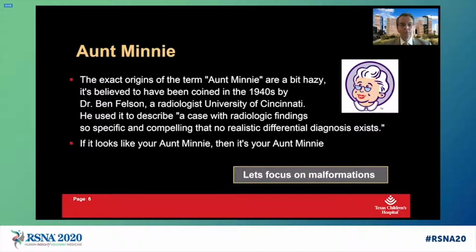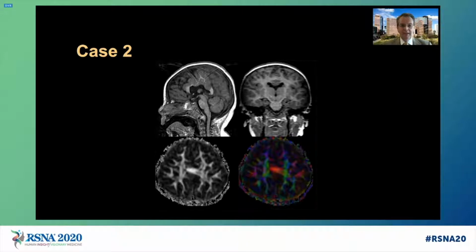So I'm going to show you many Aunt Minnies. Now, you will all be familiar with Aunt Minnie, but the exact origin of the term is a bit hazy and is believed to date back to the 1940s, where Dr. Ben Felson, a radiologist from Cincinnati, said the following. An Aunt Minnie is a case with imaging findings so specific and compelling that there is basically no differential diagnosis. Or, if it looks like an Aunt Minnie, it must be an Aunt Minnie. So this year, I would like to focus on Aunt Minnies in the field of pediatric brain malformations. So let's go to the real first case.